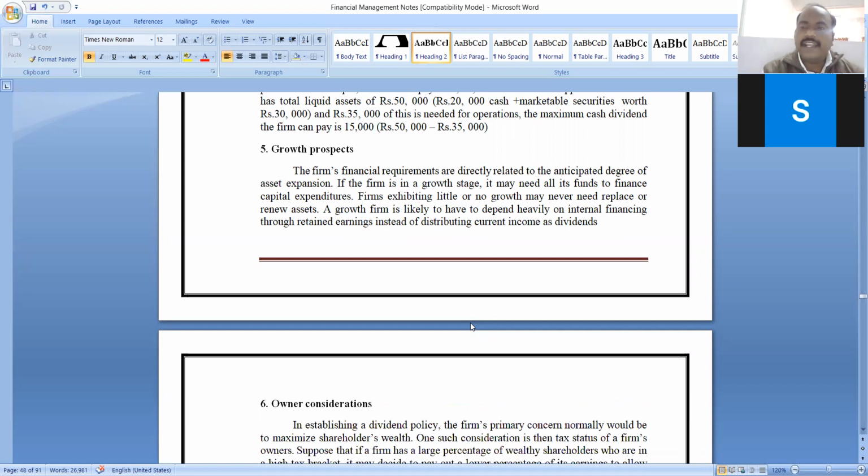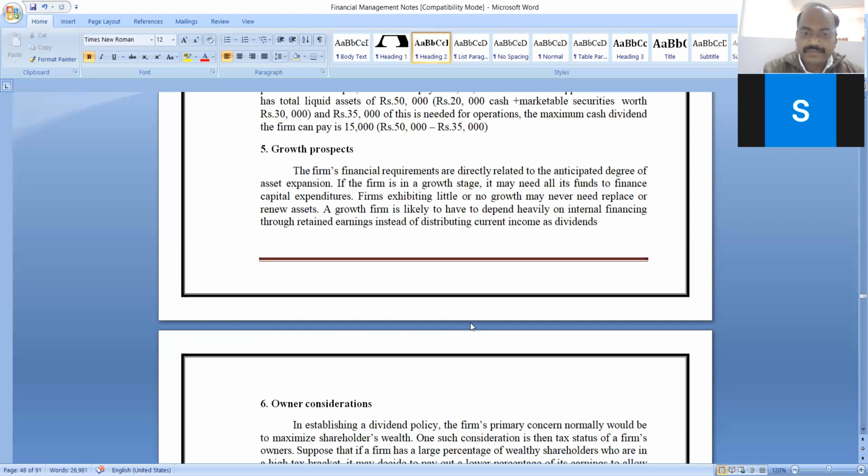The firm's financial requirements are directly related to the anticipated degree of asset expansion. So in that process, it may need all its funds to finance capital expenditures, or else a firm exhibiting little or no growth may never need to replace or renew assets. A growth firm is likely to depend heavily on internal financing through retained earnings. Since it has a growth aspect, it has to distribute current income as dividends so that the investors can have hope in the company and it can go further.